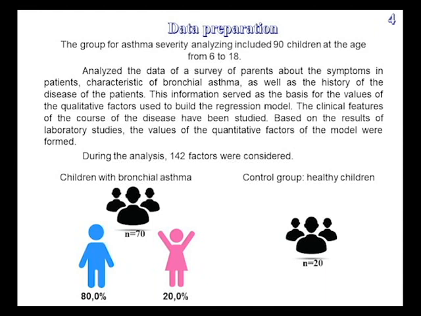We analyze the data of a survey of parents about symptoms in patients characteristic of bronchial asthma, as well as the history of the disease of the patients. This information served as the basis for the values of the qualitative factors used to build the regression model. The clinical features of the course of the disease have been studied. Based on the results of laboratory studies, the values of the quantitative factors of the model were formed. During the analysis, 142 factors were considered.